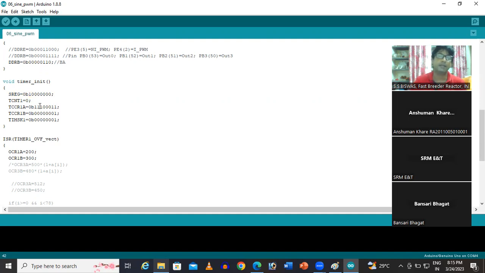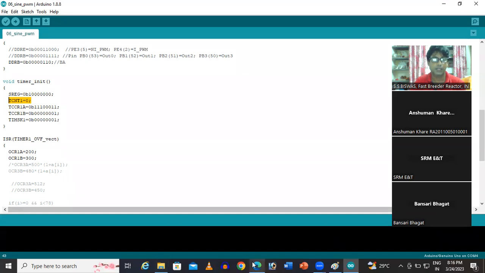Now we are using timer 1. TCNT1 is the data register for timer 1. What I did here is initialize it as 0. Always it is better to initialize the timer when you are starting it. So that's why I made the data register 0. Then here I have used 3 more registers. This TCCR1A.